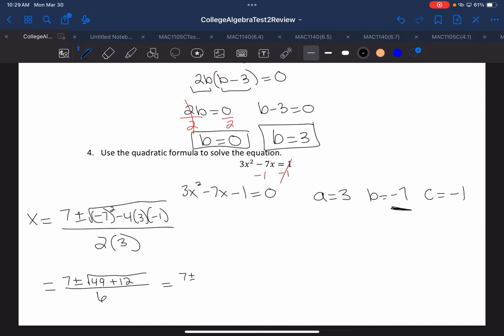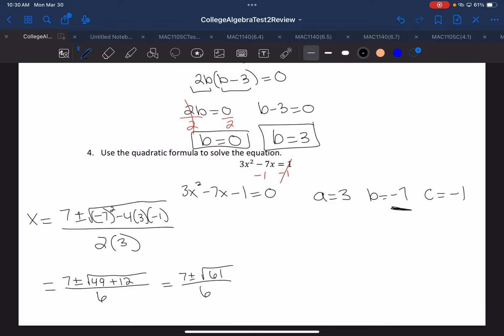And 49 plus 12 is 61. So that'd be 7 plus or minus the square root of 61 over 6. And 61, I believe, is a prime number, so that will not be able to be simplified. But you would always want to check to see if 61 can be divided by any of those perfect square roots so that you can simplify that radical. And of course, if there is a negative under there, you would write it in terms of i.